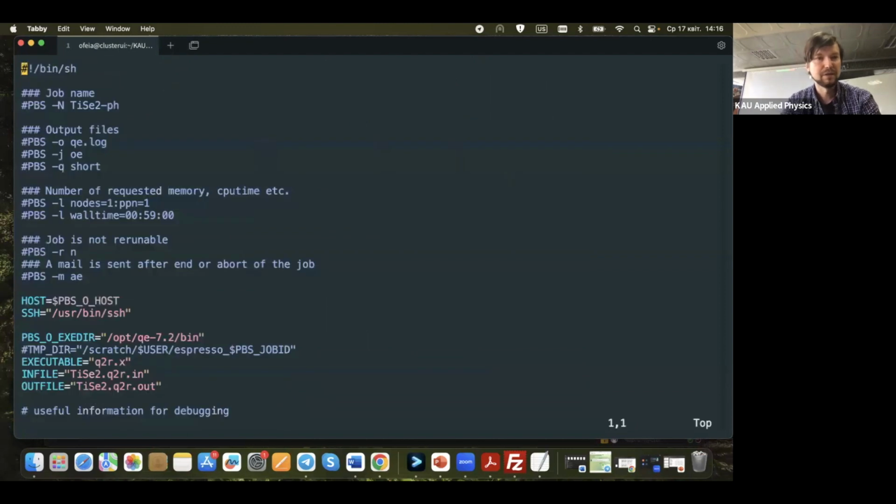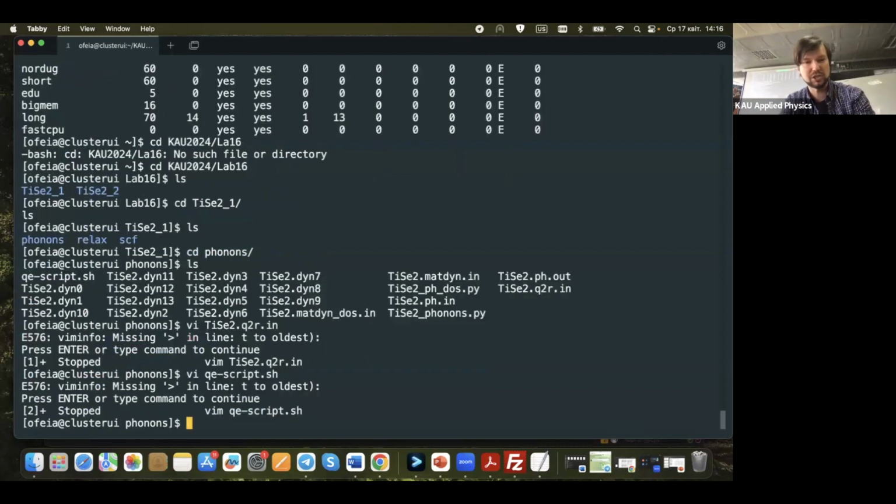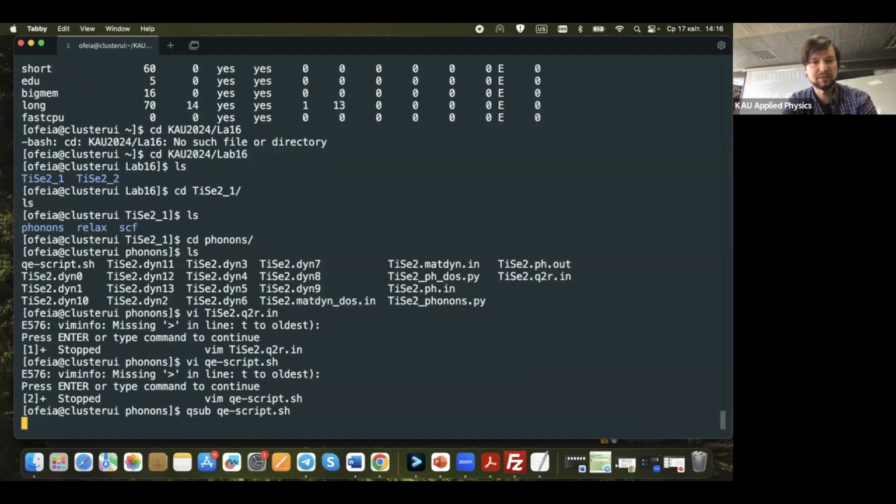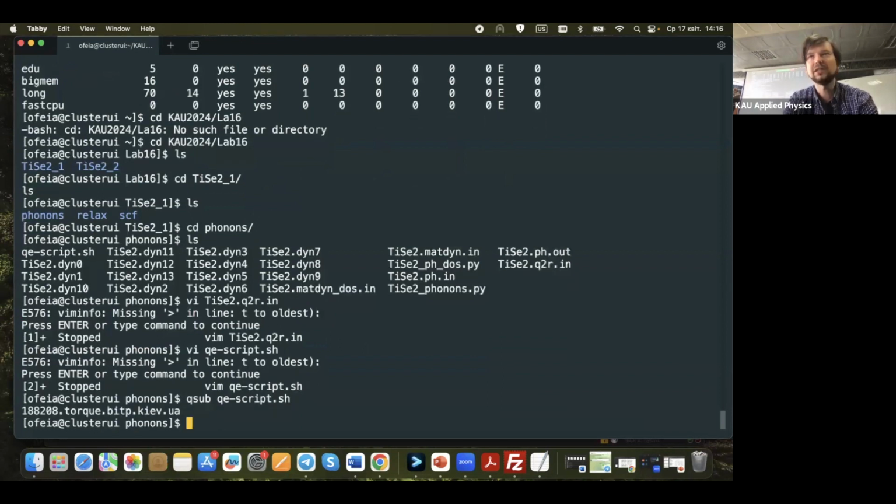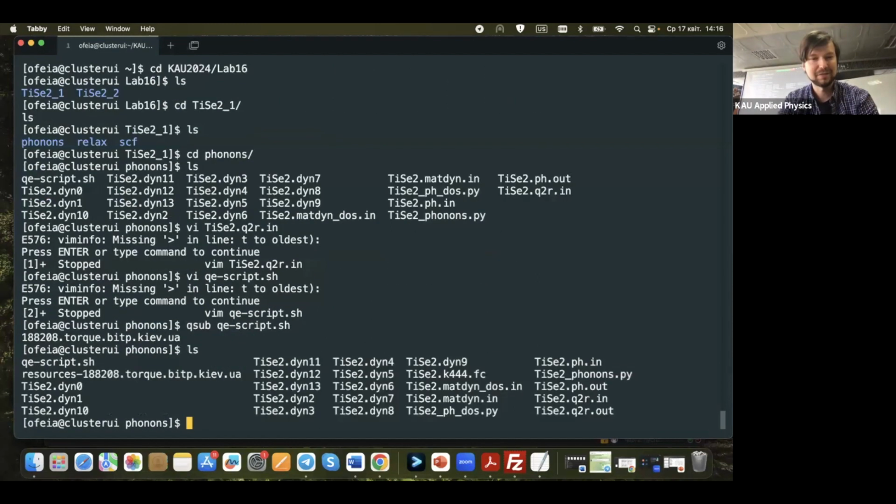I'll check my script. In the script, it's like Q to R, so we are moving from reciprocal space to real space by this step, and so now you shouldn't change anything. You should just start this calculation. Q sub sh, and it will take like 0.02 seconds. Yeah, I can check the time, selenide 2, Q2R out.